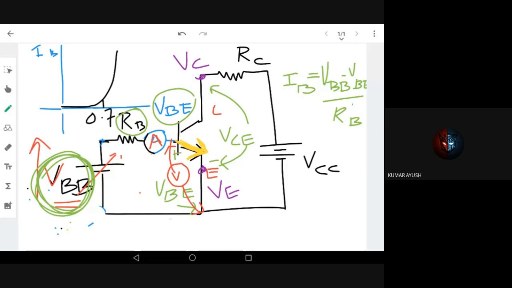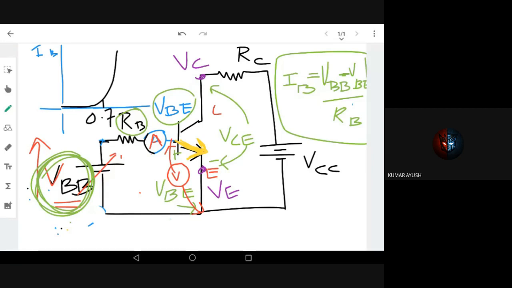So this is minus VBB minus VB. This voltage drop VB divided by RB. This is the equation of IB. You can write it nicely: IB equal to VBB minus VB divided by RB. Right? You can see if the voltage drop is zero.